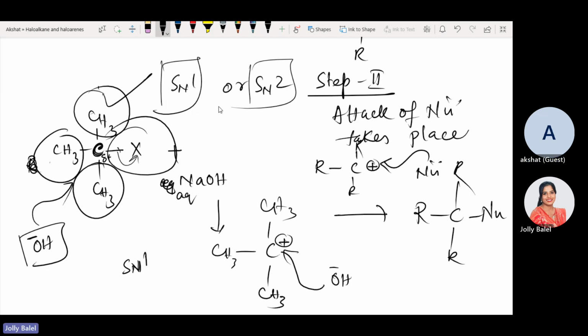Just for a minute, we are about to end our class. I am asking you which pathway it will choose, SN1 or SN2? SN1, because it is bulkier. The carbocation will be more stable. Whenever the alkyl halide is 3 degree, it will prefer SN1, and whenever it is 1 degree, it will prefer SN2. When it is 2 degree, we will discuss that later, as there are a few more factors which will decide.